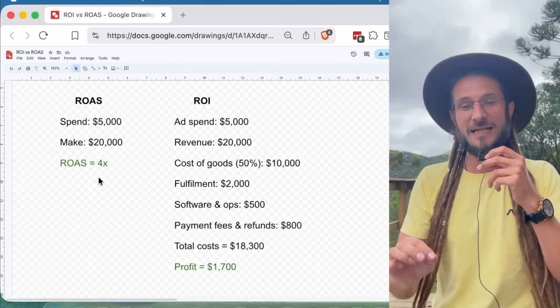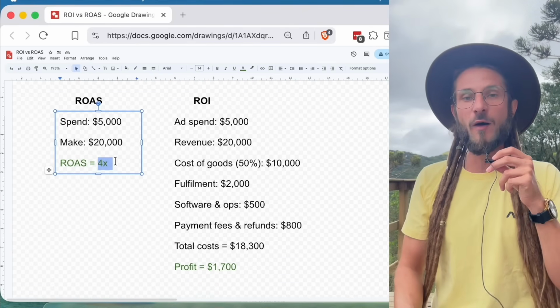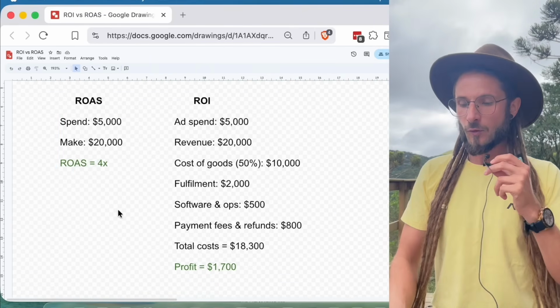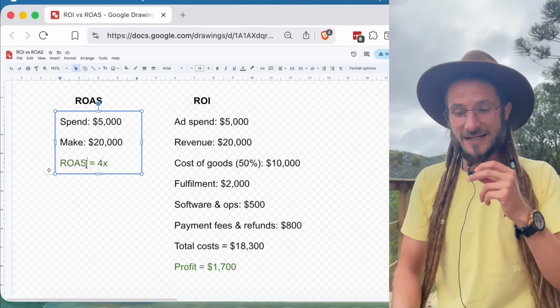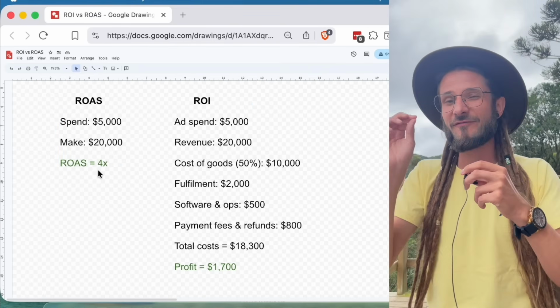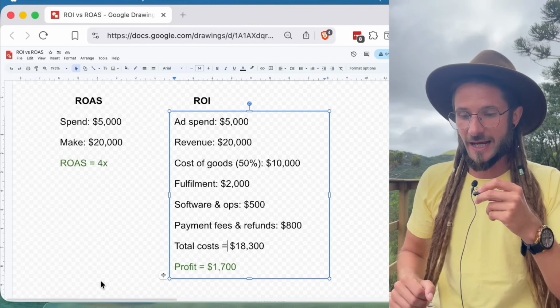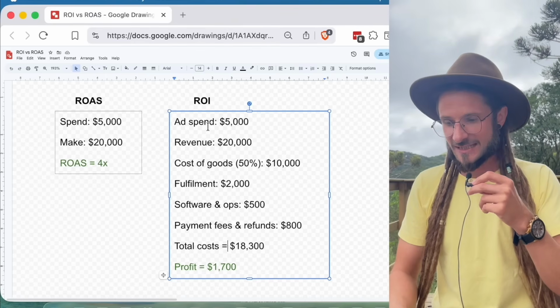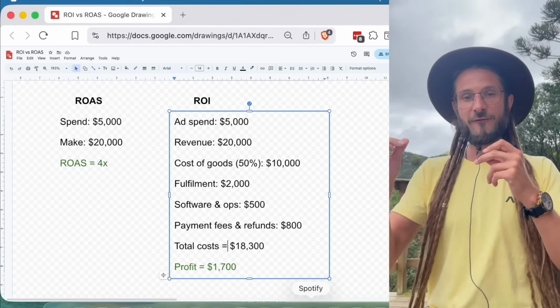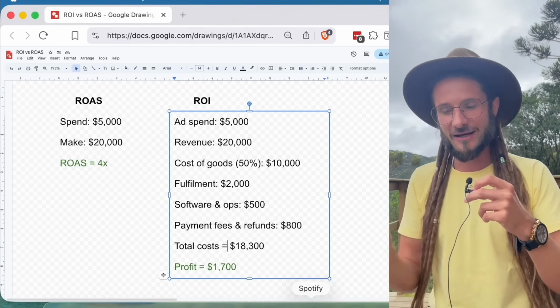It's the same principle. We can either go to the client and say, hey, we've got a 4x ROAS, look how great our ads are, or we can say, hey, we have a 4x ROAS, but looking at the return on investment for the business, the profit that we've made is just over $1,700, with that initial $5,000 ad spend and then the cost of goods to fulfill those orders. That's how you have to start looking at this, guys.